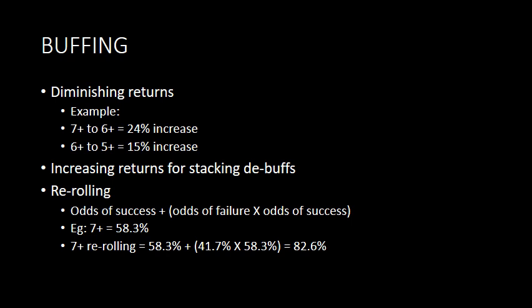Rerolls are very powerful as they are in your basic roll of 1d6. So just to kind of look really quickly at the math of what a reroll actually does, it is your odds of success plus your odds of failure times your odds of success. So, for example, a roll of seven or better is a 58.3% chance. So, if you get a reroll on that, you have a 41.7% chance of failure times the 58.3% chance of success. And then we add that to the 58.3% chance of initial success for an 82.6% success rate for 7 plus with a reroll. Very, very powerful ability.